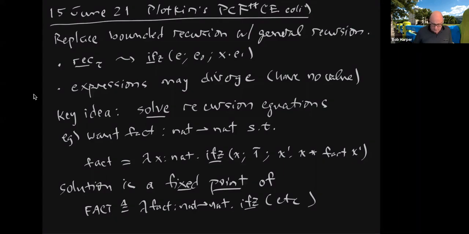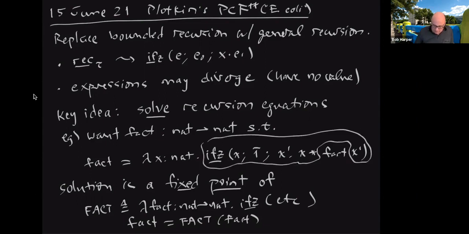So what you're doing is you're trying to find, you're solving for fact, which means that you want to find a fixed point. That is, you want to solve the equation fact equals capital Fact of fact. That's what we're doing. We want to solve that equation. This is a compact way of doing it. I write capital Fact, which is everything that's written up here except for the self-reference. That's what I've written here with capital Fact.